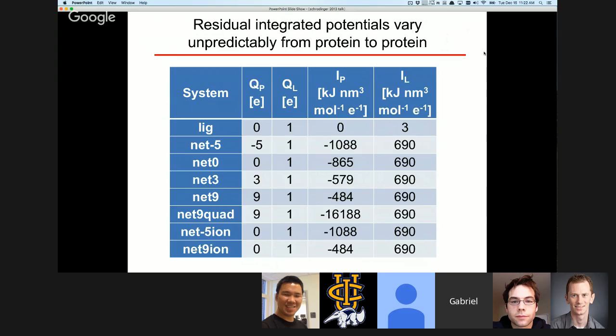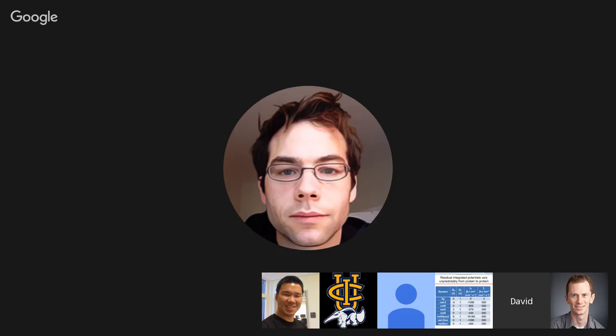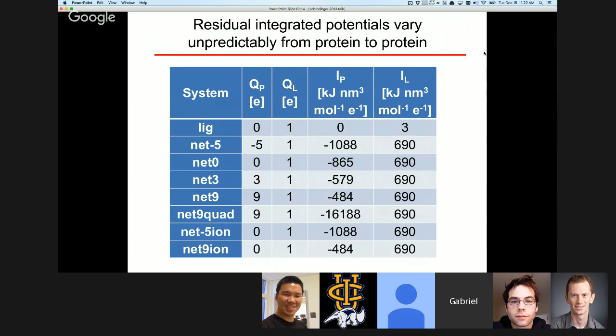So there's a consistent trend going from net -5 to net 0 to net 3 to net 9, but it's not like the magnitude is correlated with the magnitude of the net charge of the protein. So I expect that some different looking protein would be different, and I don't know what that would be. But it's easy to calculate because we give you the APBS input file and we give you the Python script. So run it on your protein or your host-guest system, and see what it comes out to be. Okay.